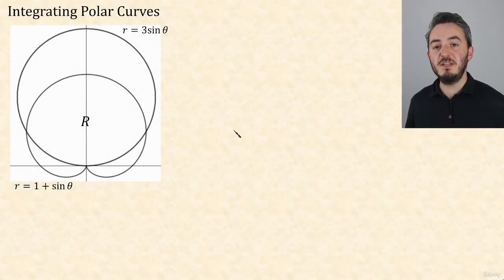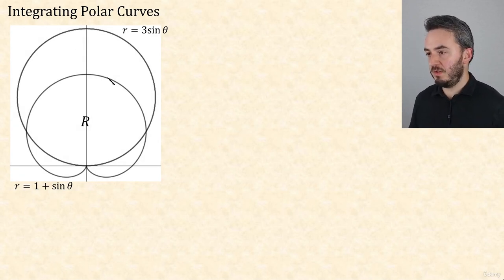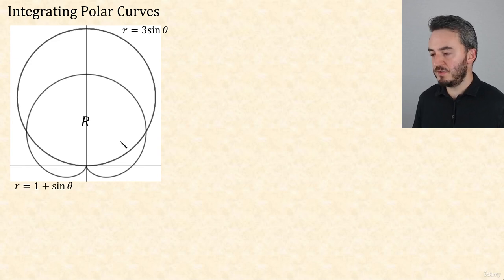In this video, we're going to continue looking at integrating polar curves, and we're going to look at some harder examples. So our first one is this one here. We have two curves, r equals 3 sine theta and r equals 1 plus sine theta. We'd like to find the region R, which is the region bounded by the two curves.